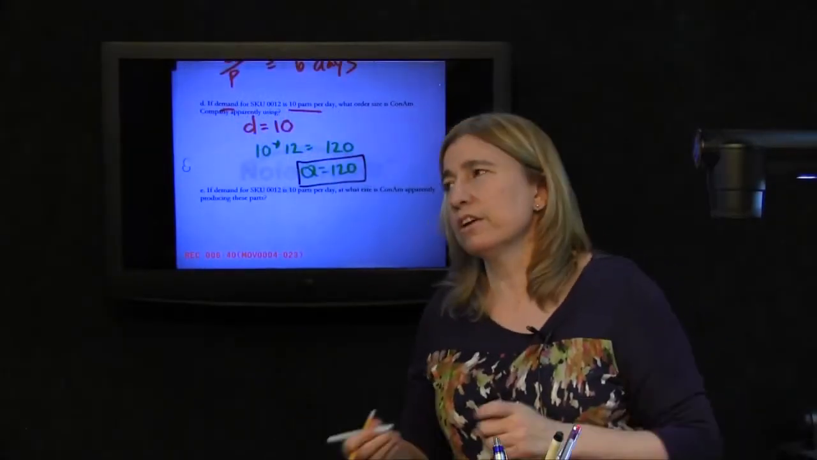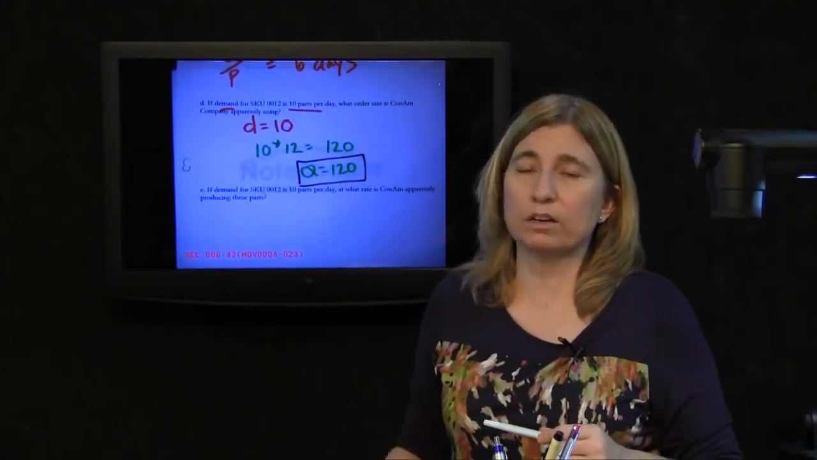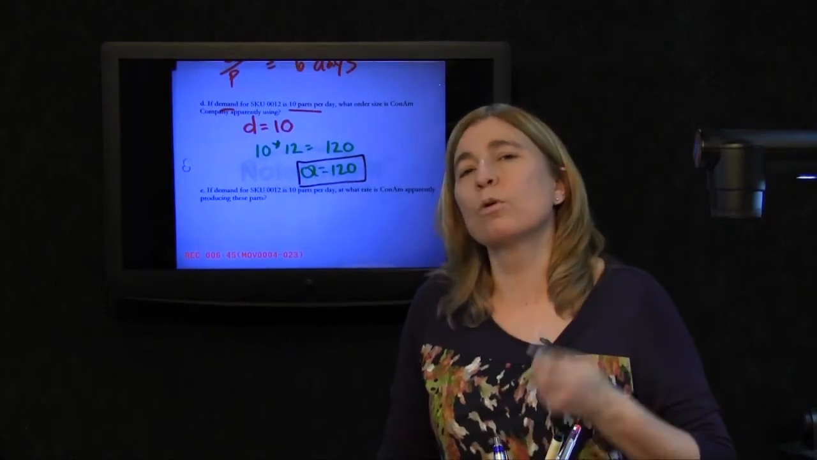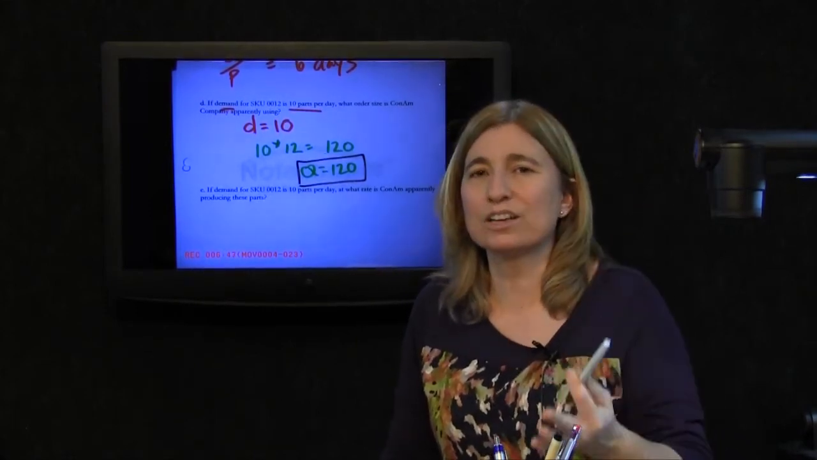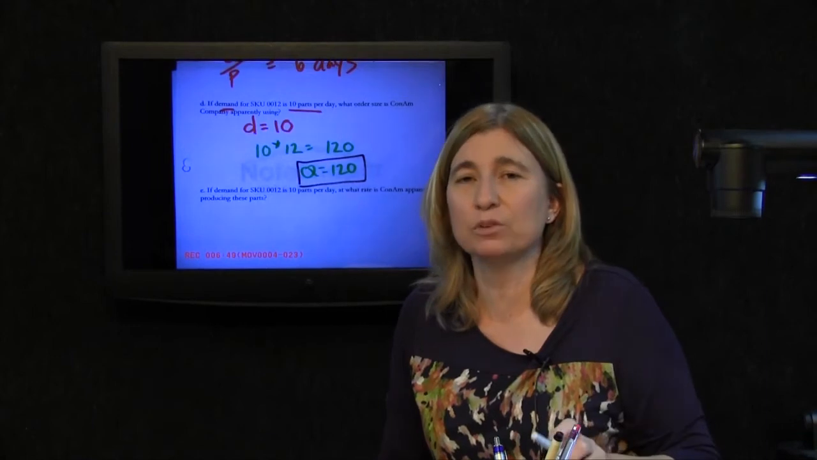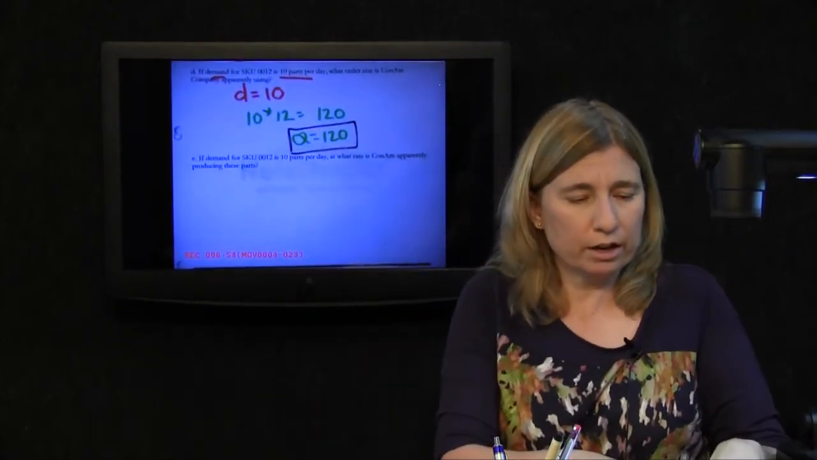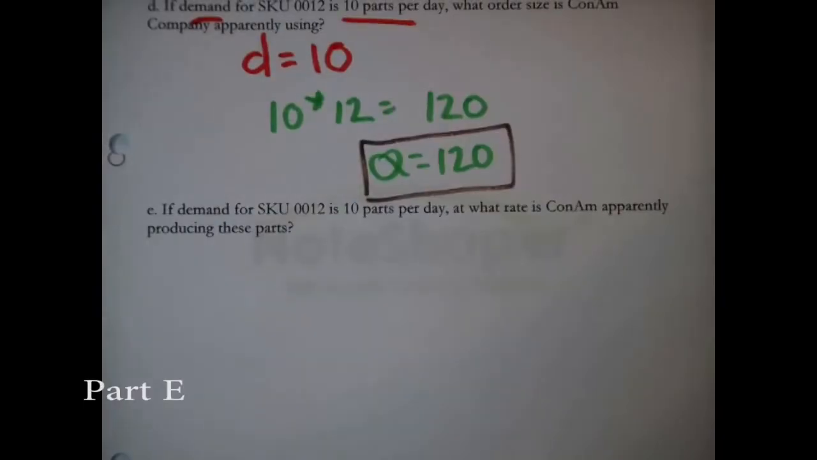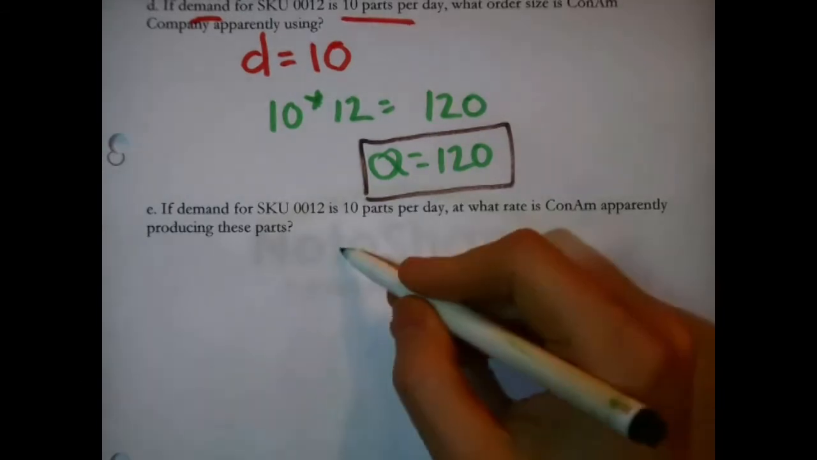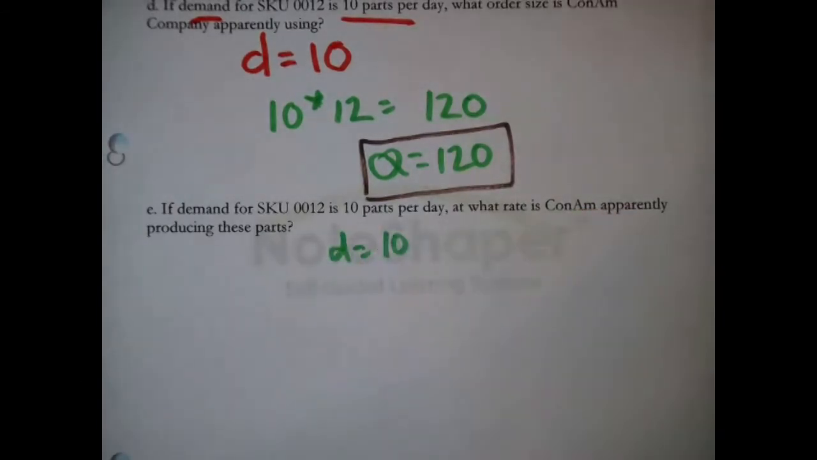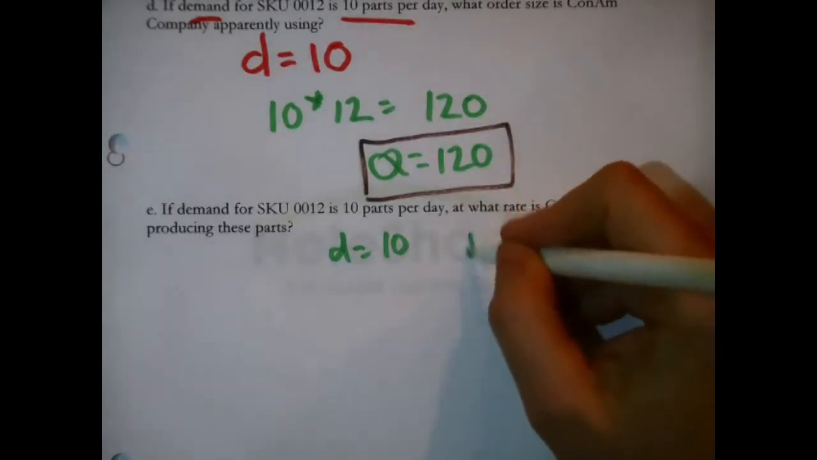Because if it's being demanded at a rate of 10 a day, then an order for 120 would last you 12 days. And that's exactly what we are observing on the graph. Perfect. Answered. Last question. If demand for the SKU is 10 parts per day, yes, we knew that. I'll write it again. At what rate is Con-Am apparently producing these parts? It's asking for P.